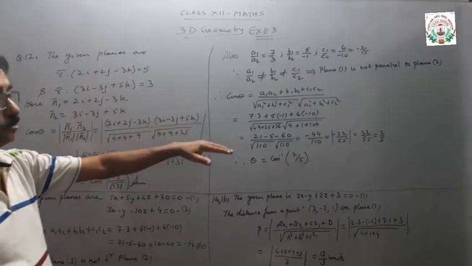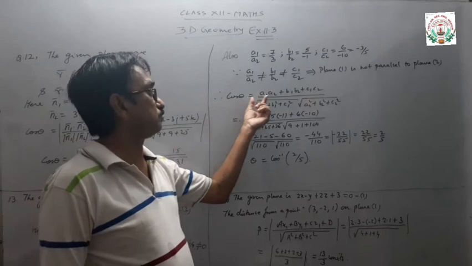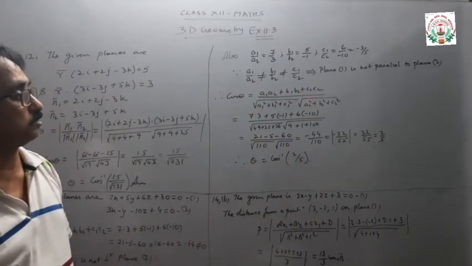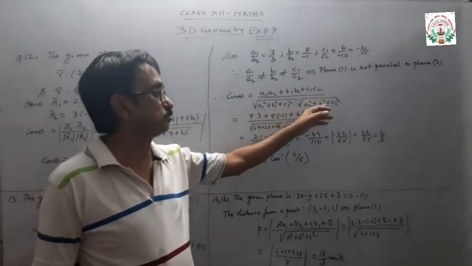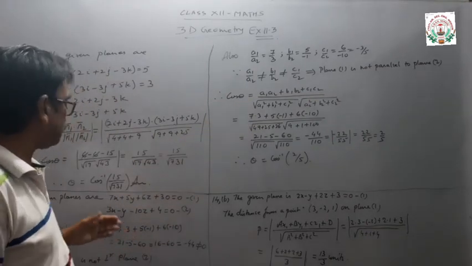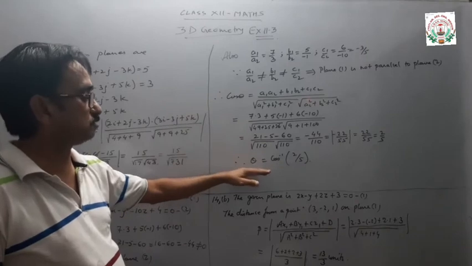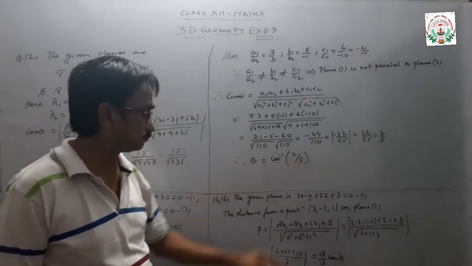So we have to find the angle between these two planes. Cos theta equals a1a2 + b1b2 + c1c2 upon under root of a1 square + b1 square + c1 square, into under root of a2 square + b2 square + c2 square. On substituting the values of a1, b1, c1, a2, b2, c2, at last on simplification, angle theta equals cos inverse of 2 by 5.